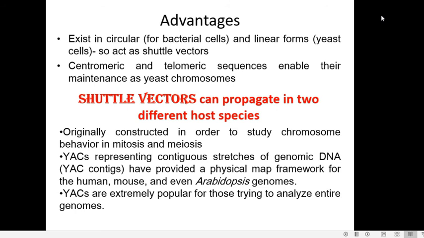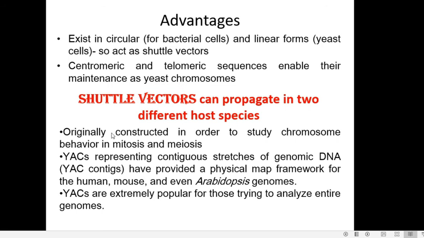Now we will go to the advantages. The YACs can exist in circular as well as linear forms. In circular forms, they can be used for cloning in bacterial cells. In linear form, they can be used as vectors in yeast cells, so they are shuttle vectors. Presence of centromeric and telomeric sequences enable their maintenance as yeast chromosomes.